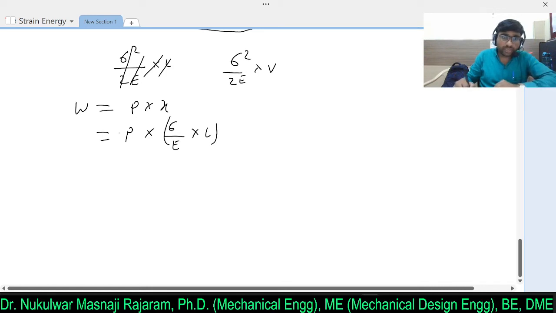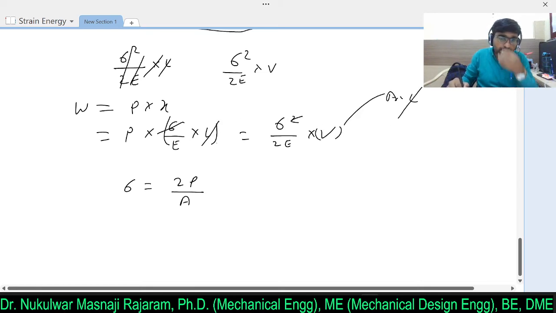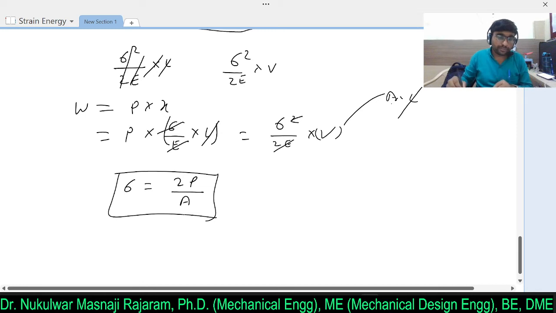If you compare these two equations, then I can say that sigma will be equal to, comparing with sigma square by 2e into v, this sigma and this sigma get cancelled, then I can rewrite 2p divided by area. Simple. So this volume I can write in terms of area into L. So this L and this L will get cancelled. Simple. And this E and this E will get cancelled. 2 will go to that side. A will go to this side. So I will get sigma is equal to 2p divided by A.